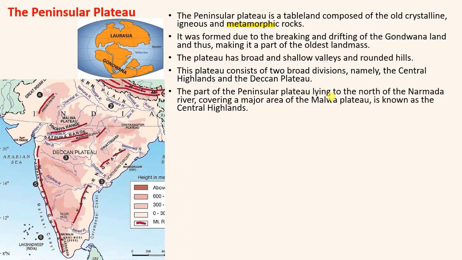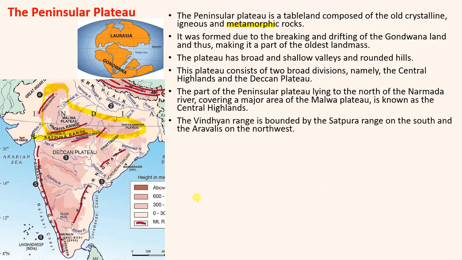The part of the Peninsular Plateau lying to the north of the Narmada River, covering a major area of the Malwa Plateau, is known as the Central Highland. Narmada River, here you can see, this is the Narmada River. So north of the Narmada River, whatever landmass you can see, is referred to as the Central Highland.